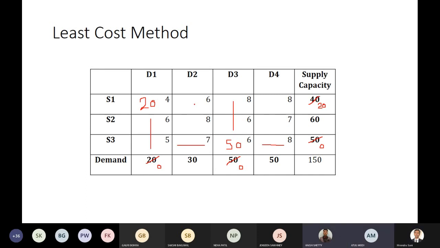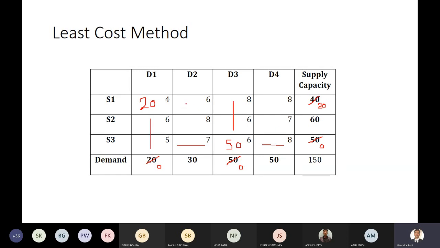Six. Six is S3D2 and S2D4. Sorry, actually S1D2 is what we will be looking at now, because the cost element is 6. So this is the least cost if we look at the unallocated cells: 6, 8, 8, 7. So this is the least cost.